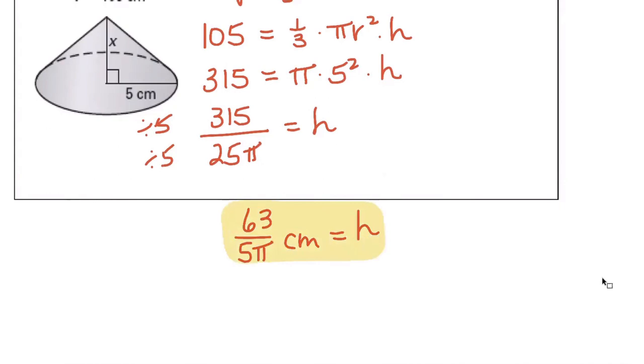This is the end of the lesson 11.3, 11.5 on cones.